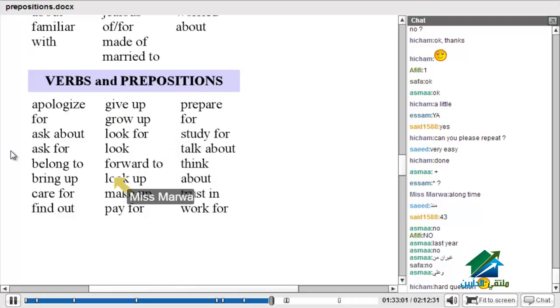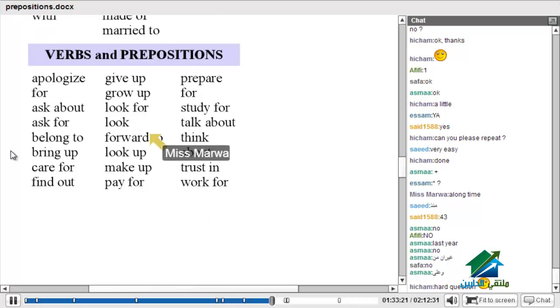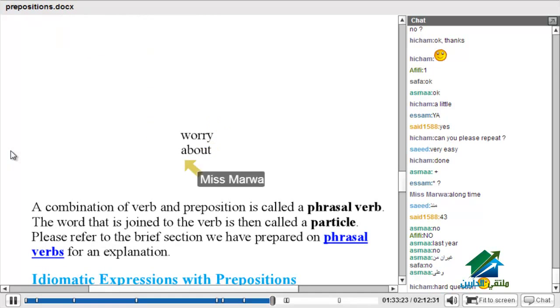Verbs and prepositions. Apologize for, ask about, ask for, belong to, bring up, give up, grow up, look for, look forward to, look up, make up, pay for, don't say pay to, pay for, prepare for, study for, talk about, think about, trust in, work for, and worry about.